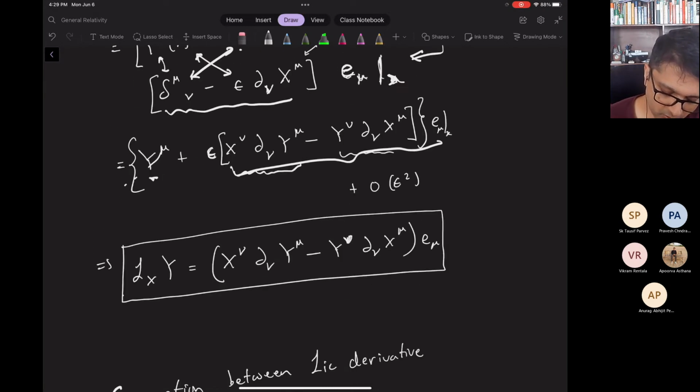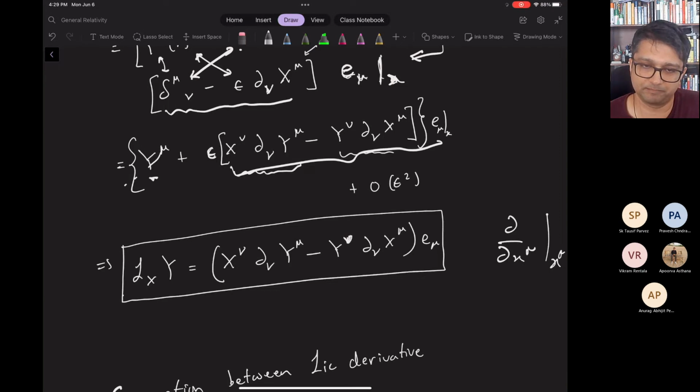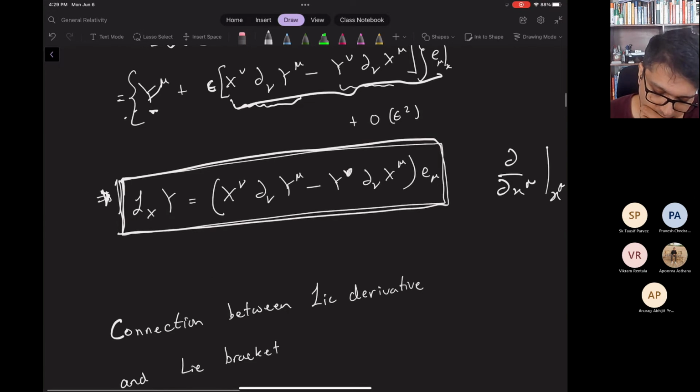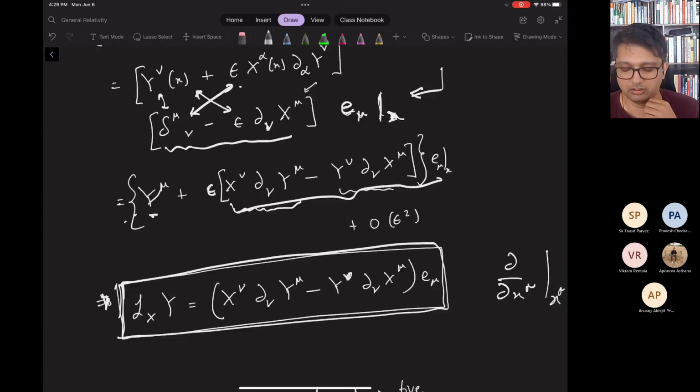So in coordinates, L_x y is x^ν ∂_ν y^μ minus y^ν ∂_ν x^μ, times e_μ, where these e_μ are basis vectors at x, the point where we're evaluating the derivative. So this is the expression in a particular coordinate system. Any questions about the steps here?